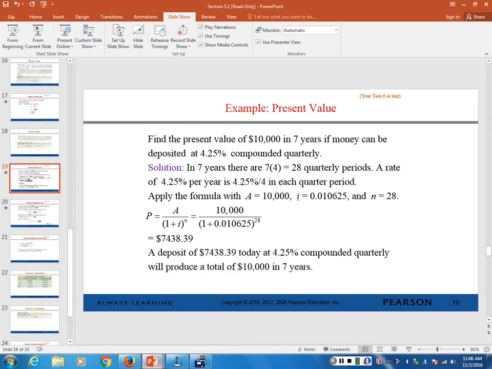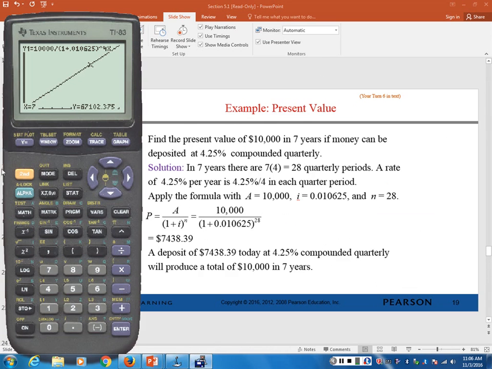Let's look at how we can use the solver. So your solver, remember, is on second, x to the negative 1. We go to the TVM solver. And remember here, N is how many times they're going to compound, so that's going to be 28. The interest rate is going to be what they actually state as the interest rate, so that's going to be 0.0425.